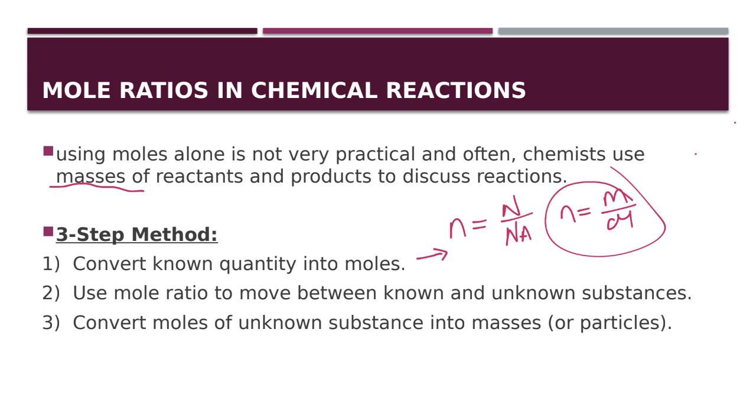We then use a mole ratio, as we learned in our last lesson, to move between your known and unknown substances of the reaction. And once we've calculated the moles of our unknown substance, in step 3, we're going to convert that mole back into a mass or particles. Sometimes, not often, but every once in a while, we may ask you to calculate the number of atoms or molecules.